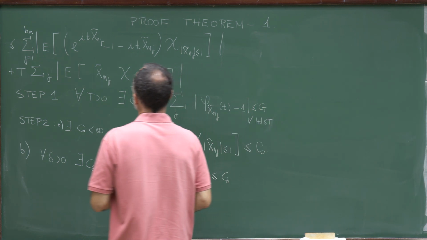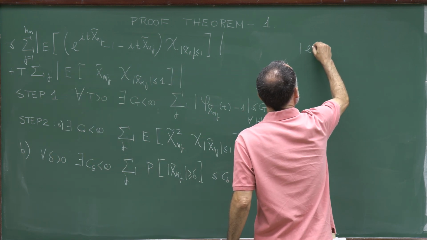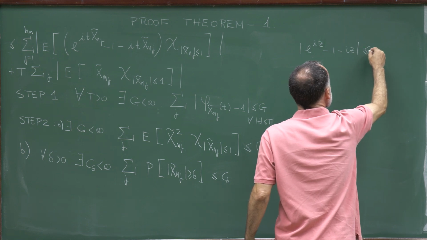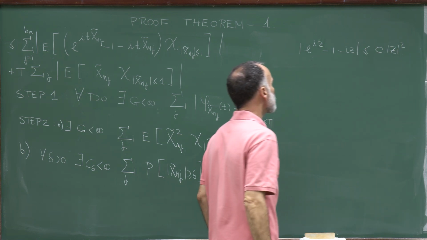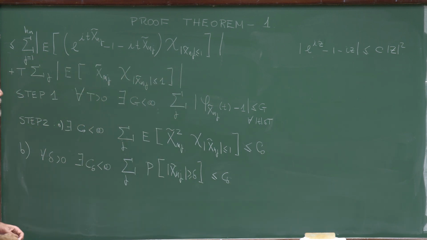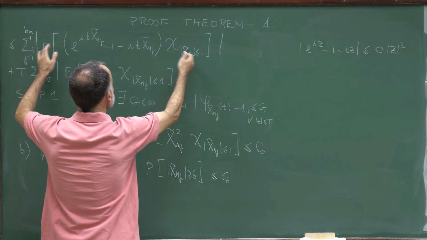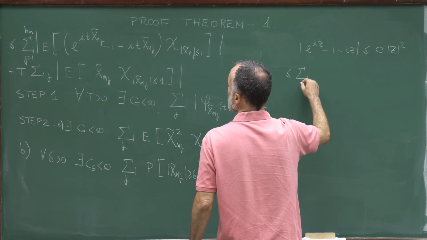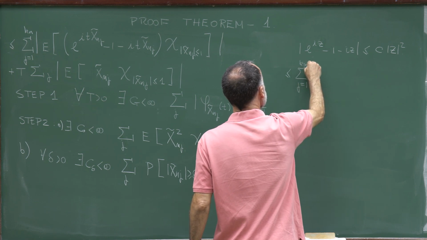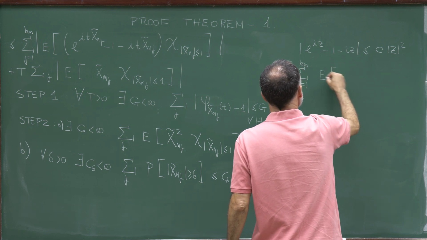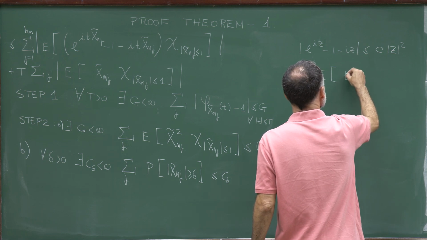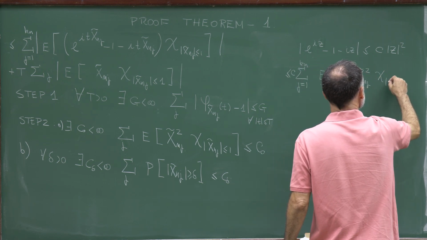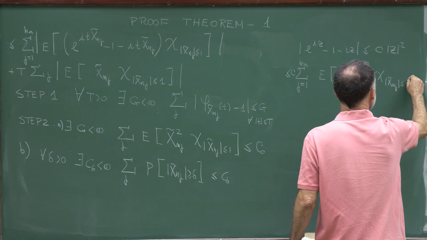Well, that's fine, because here I will use that the expectation of e^{iz} minus 1 minus iz is bounded by a constant times z squared, and this holds for all complex numbers z, to bound this term. So now I take the absolute value inside, I use that bound, and this first term, the first sum, is bounded by the sum over j from 1 to k_n of the expectation, there is a constant, and here appears t squared x̃_nj squared, the indicator that x̃_nj is bounded by 1.